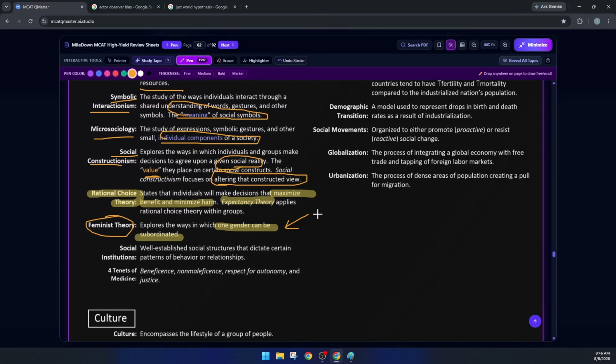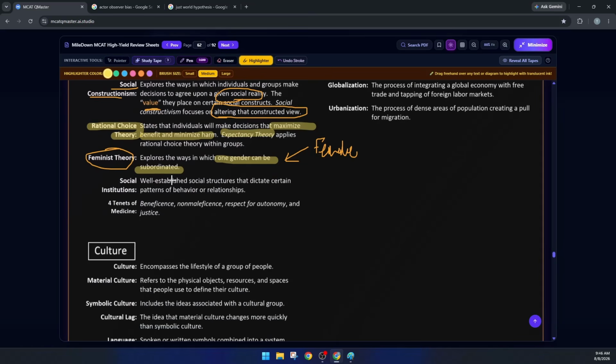Feminist theory, we think about that as female, basically how female can be subordinate to men, and that could be negative, right? Social institutions are well-established social structures that dictate certain patterns of behaviors or relationships. So in a social institution, school is like a social institution. It is a social structure that dictates your pattern of behavior in a relationship.